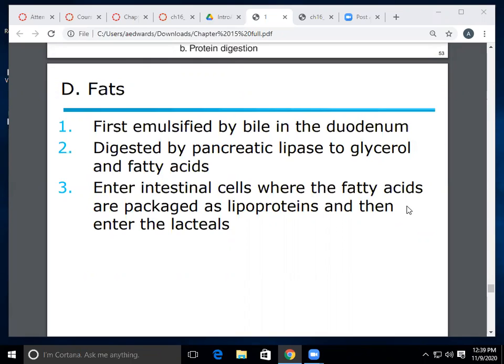Okay, so if you remember back when we talked about biomolecules, we had the triglycerides, those were basically glycerol and 3 fatty acids. Okay, so breaking things down into their component parts again. Same kind of thing we've seen with the proteins and carbohydrates. All right, now we're going to have intestinal cells where your fatty acids get packaged as lipoproteins, which means proteins with some fat on them. Okay. And then those will enter the lacteals, going into the lymphatic system.